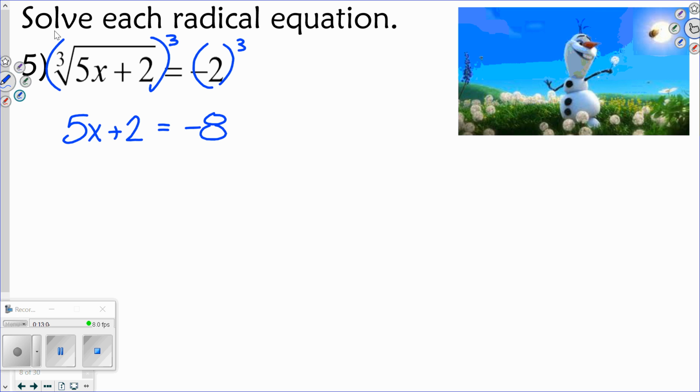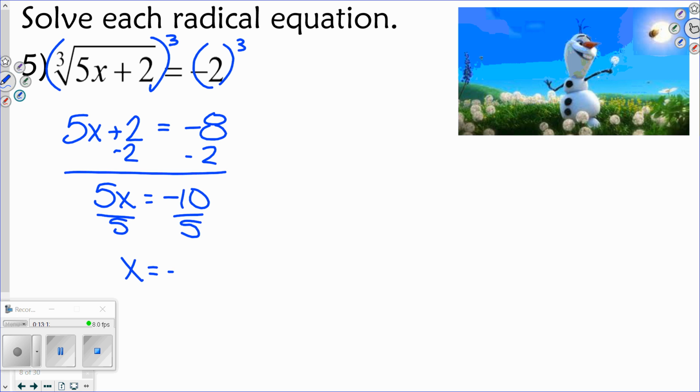All right, we're going to go ahead and solve from there. So I'll subtract 2. 5x equals negative 10. Divide by 5. And x equals negative 2.